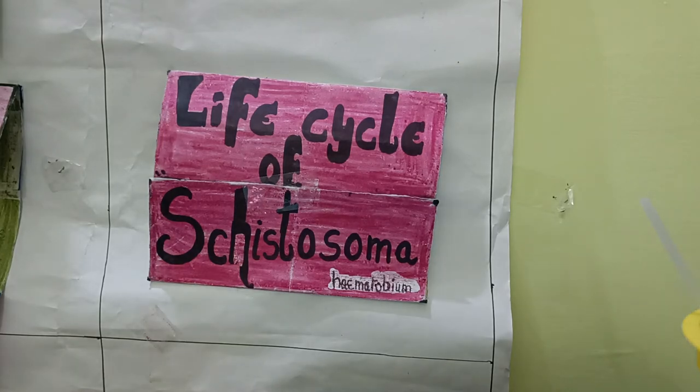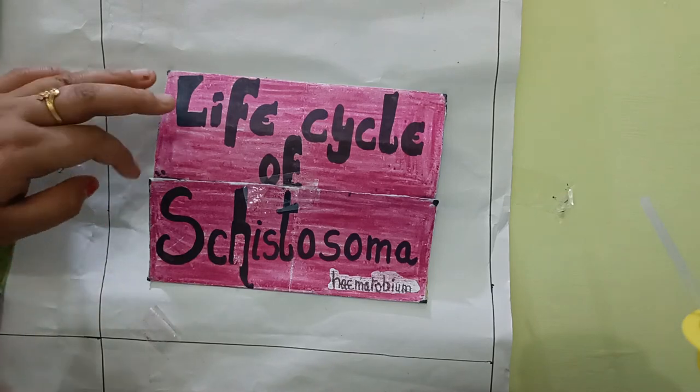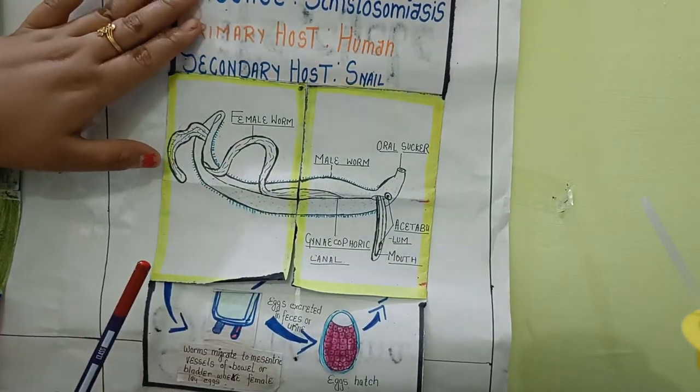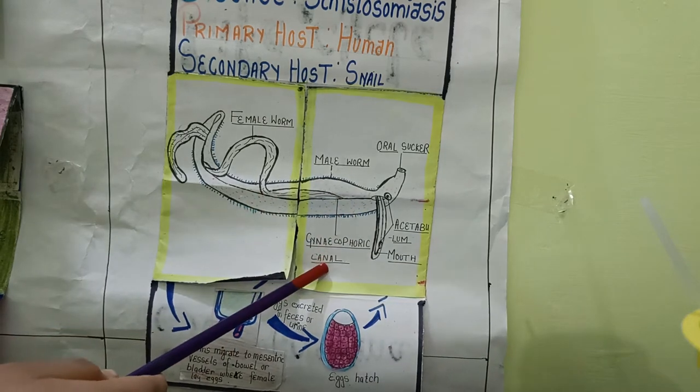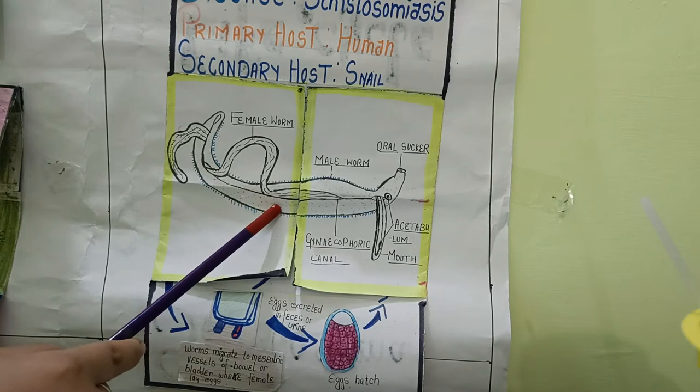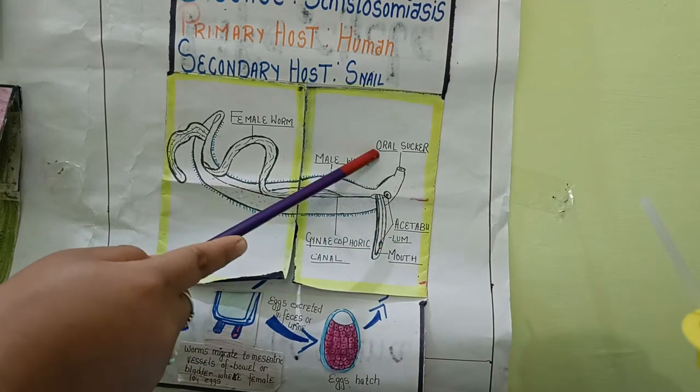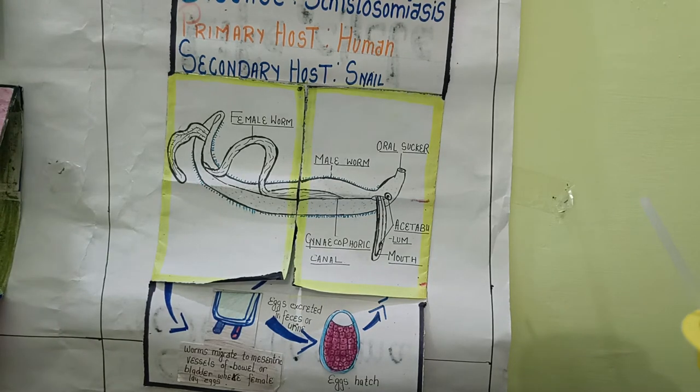Now we take a look at the morphology of schistosomes. Schistosomes are dioecious trematodes. Males are shorter than the females. Lateral margins of males are folded ventrally to form the gynaecophoric canal where the female is received. Then males have oral suckers and females have the mouth. The suckers are armed with delicate spines. The muscular pharynx is lacking.